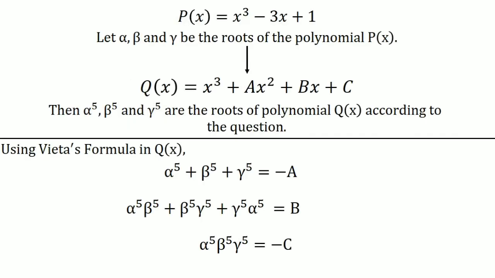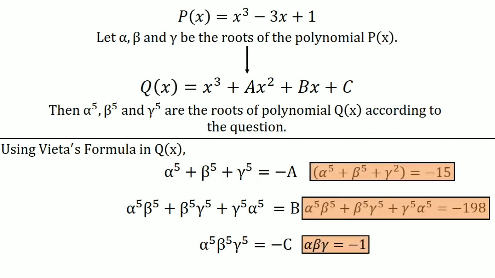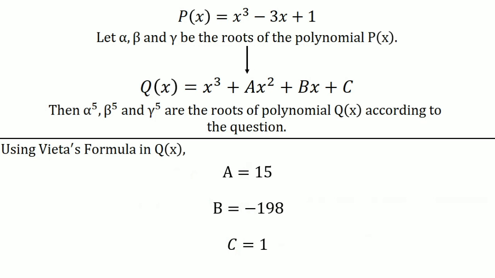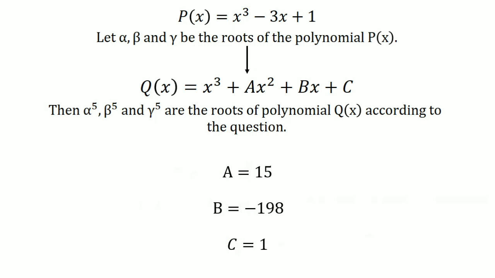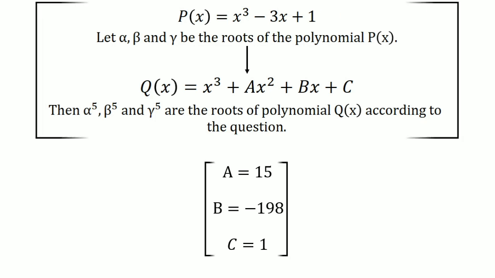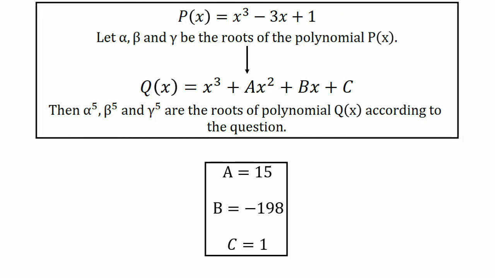We have already found the value of alpha^5 + beta^5 + gamma^5, which is equal to negative 15, and all other values that we need to find our answer. Now we put all the values, so we have a equal to 15, b equal to negative 198, and c equal to 1, and that is our correct answer.